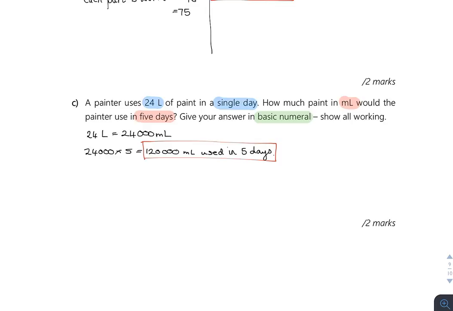My marks for this, one for an answer that's in millilitres. If it's not in millilitres, you won't get the mark. And then the second one is for your working, which is pretty much this line here, 24,000 times 5. That's pretty much your working line. You could kind of count this as working as well. So one or the other or both would give you your working marks for this question.